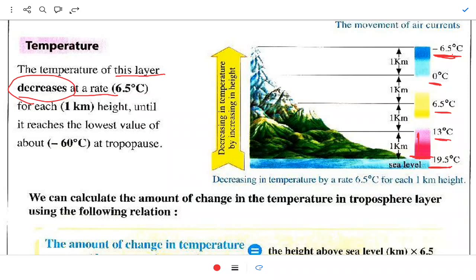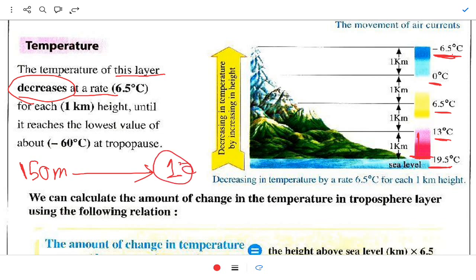If you move 150 meters, what will happen? The rate of decrease would be 1 degree.